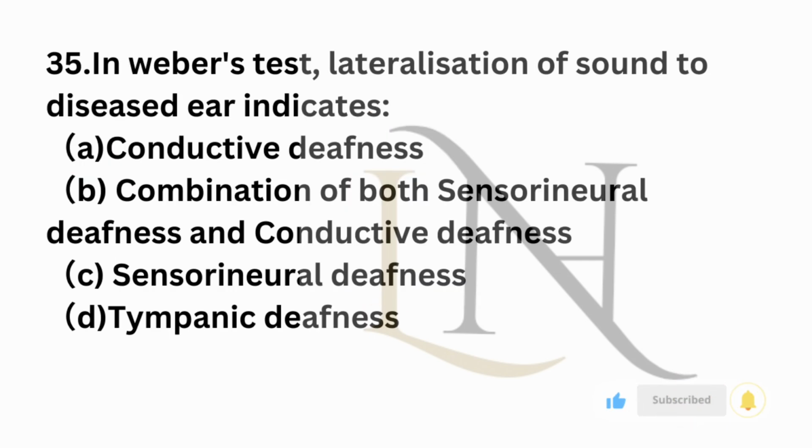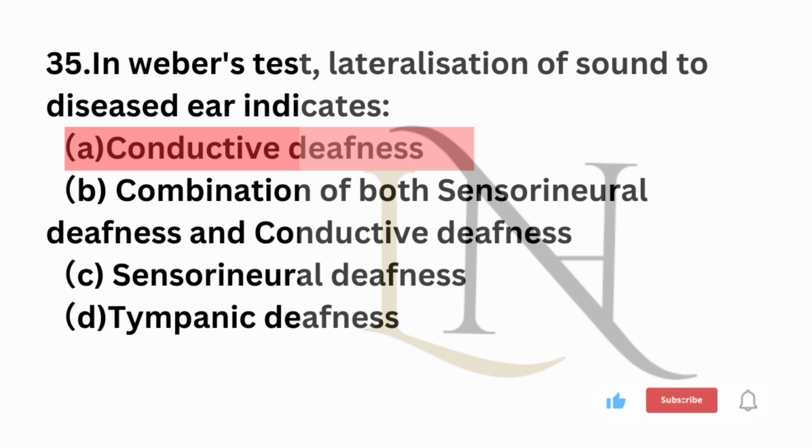In Weber's test, lateralization of sound to the diseased ear indicates: option A, conductive deafness. Option B, combination of both sensorineural deafness and conductive deafness. Option C, sensorineural deafness. Option D, tympanic deafness. Correct answer: option A, conductive deafness.